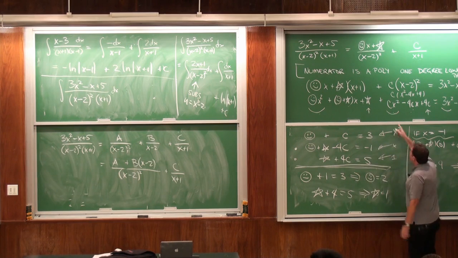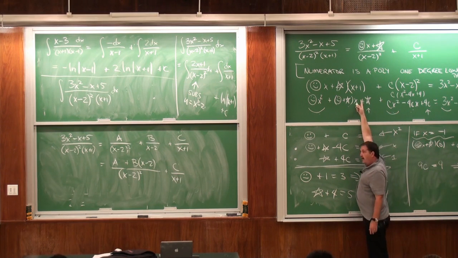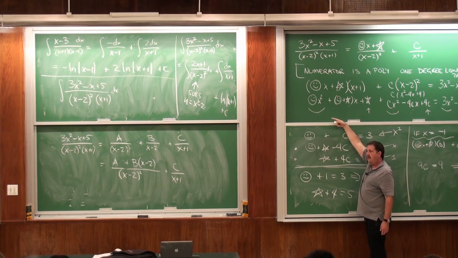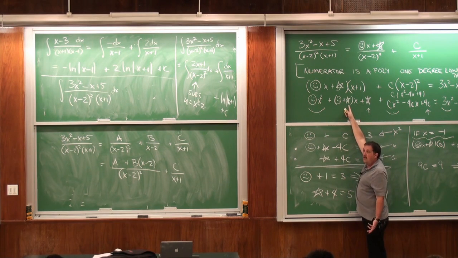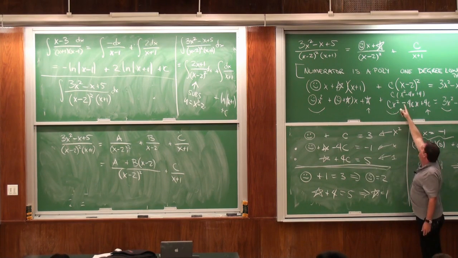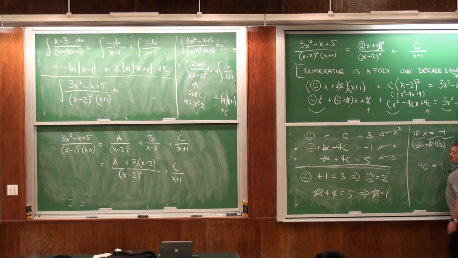So by looking at the equation here, if x is negative 1, this term is gone. When x is negative 1, this thing is 0. And then I have 3C, or negative 9C, equals 9. So by a judicious choice of x, I can make the equation simpler.